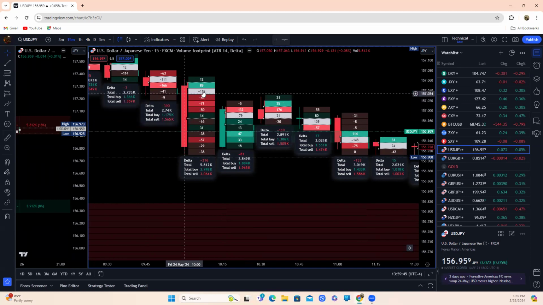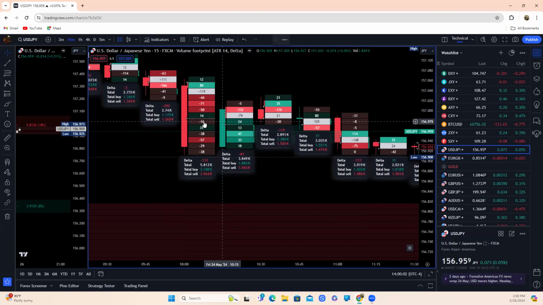sell volume. We see where that sell volume was. We also see where the buy volume was. Not a lot of buy volume, but a whole lot of sell volume, right? So the other thing to look at is total sell volume versus total buy volume, but we don't need to look at that because we've got the delta.